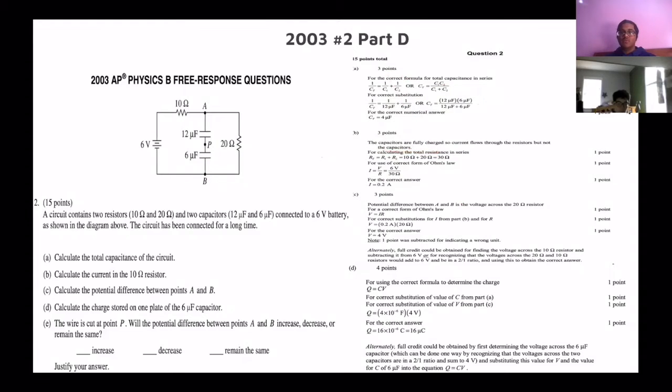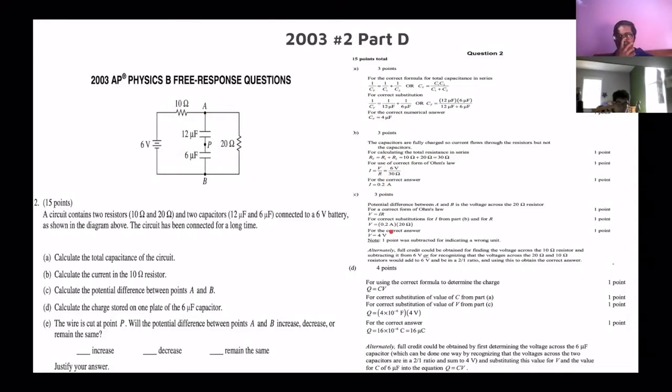Then we do B, which is asking for the current in the 10 ohm resistor. To do that, we have to recognize first that since the circuit has been connected a long time, each of these capacitors is going to be fully charged. From RC circuits, we know that current only flows through the resistors if the capacitor is fully charged. So all we have to do is find the total resistance and use V equals IR to find the current. Once you do that, you get 0.2 amperes. That also gets you 3 points.